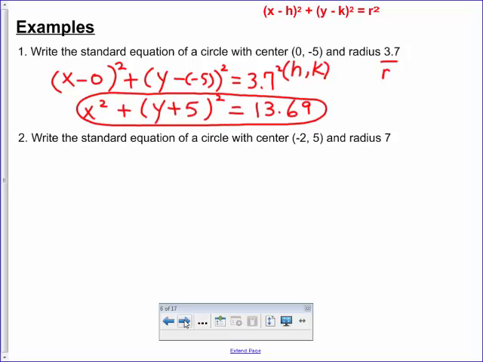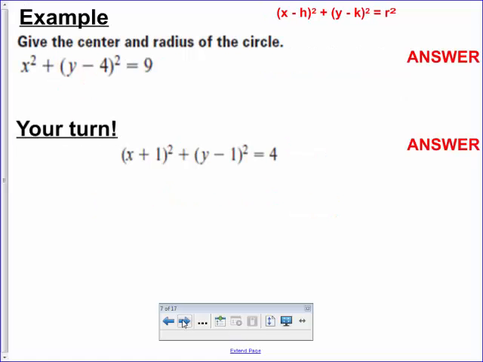Okay, go ahead and try the second example by yourself. And if you get it correct, your answer will be (x + 2)² + (y − 5)² = 49. Alright, so now it's kind of flipping it and saying, let's look at the equation and find what the center and the radius will be.